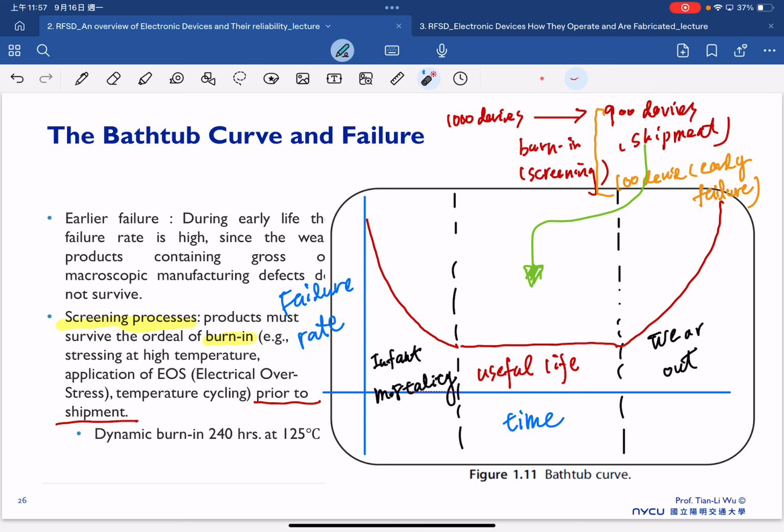And by the way, why is this called the bathtub curve? Because this curve looks like a bathtub. So what's bathtub? 浴缸. So that's why this is called the bathtub curve. If you search on Google for the bathtub curve, you will find thousands of articles about semiconductor reliability. They all refer to this curve to explain why reliability is important for semiconductor devices.